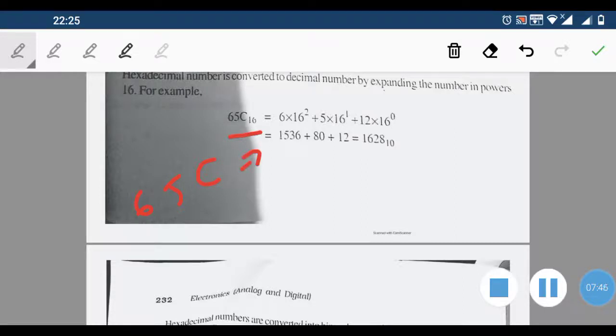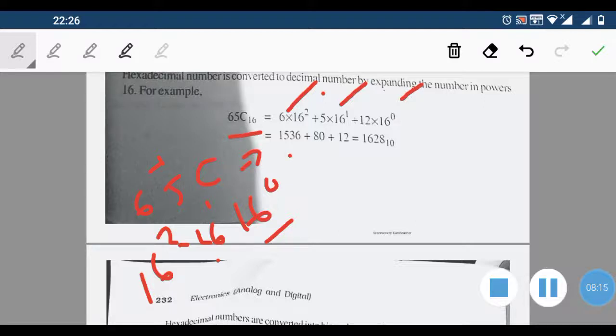As in all earlier cases, we can assign the place values to each digit. The first place value is 16 raised to 0, then 16 raised to 1, 16 raised to 2, etc. So you multiply each digit with the corresponding place value. So 6 into 16 raised to 2, that is the first value. Then add 5 into 16 raised to 1, plus 12 into 16 raised to 0.